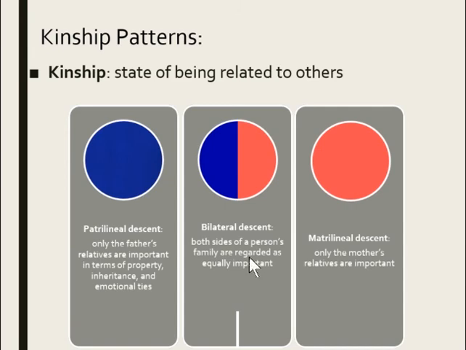The opposite of that would be matrilineal descent. This is when the mother's relatives are seen as more important than the father's, and in some Native American families, the matrilineal descent is strictly followed.